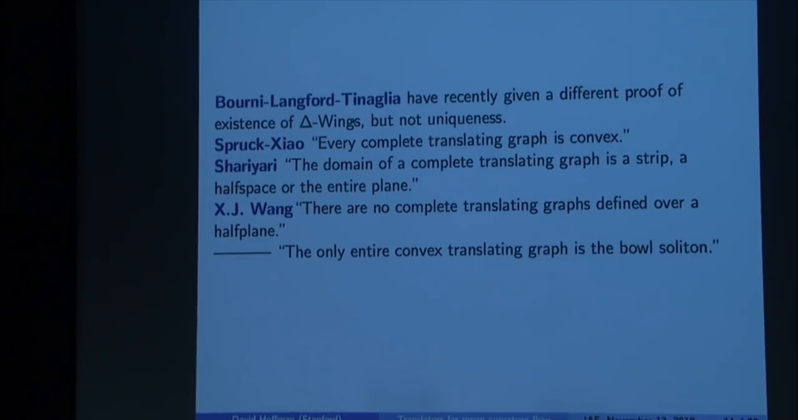So let me tell you some other people who've worked in this. Thea Borney, is it Dan Lanford, and Giuseppe Tonali have given a different proof of the existence of delta wings, but not the uniqueness. They and we also got these existence proofs in higher dimensions. I think the star of this presentation is Spruck and Zhao, who actually proved that complete translating graphs are convex. In other words, their curvature is non-negative.